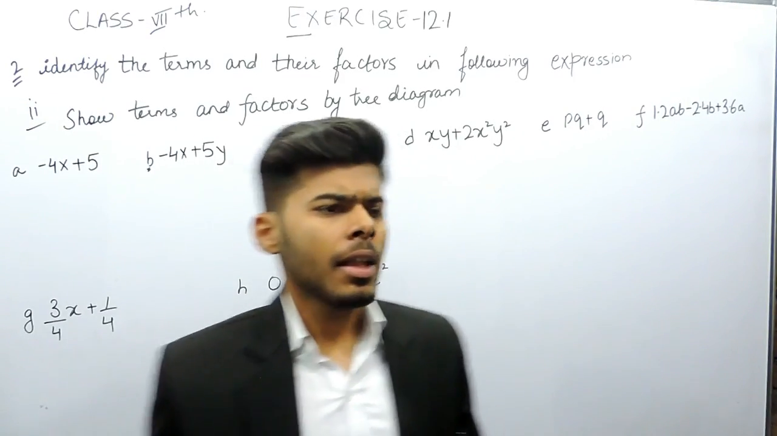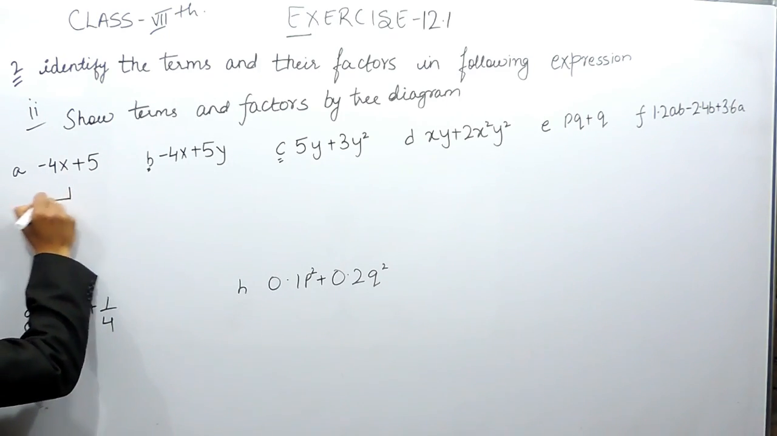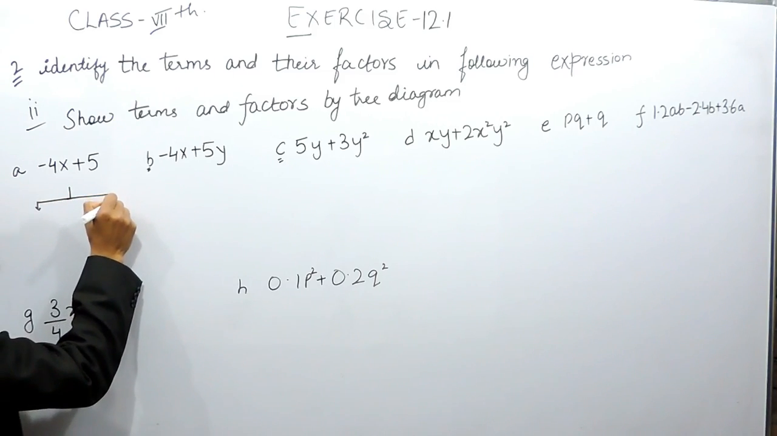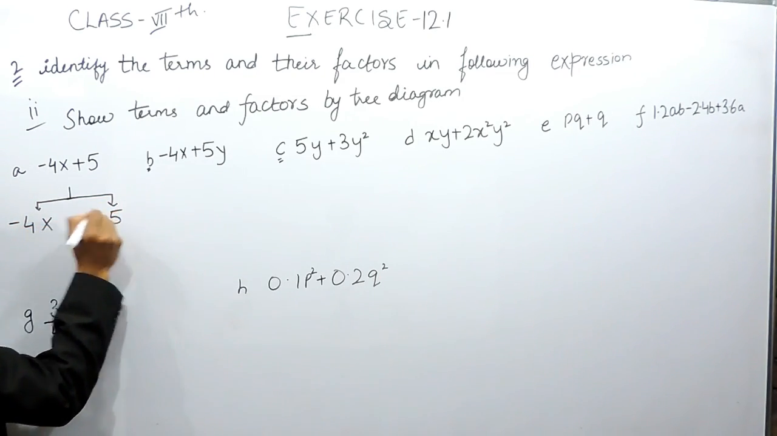Hello everyone. This is the second question of exercise 12.1 and we are solving the second part of it, and it is the same, like we have to first tell the terms and then we have to tell the factors of it. So we'll make the same table that we made last time in part 1. So it is having two terms, that is minus 4x and 5.